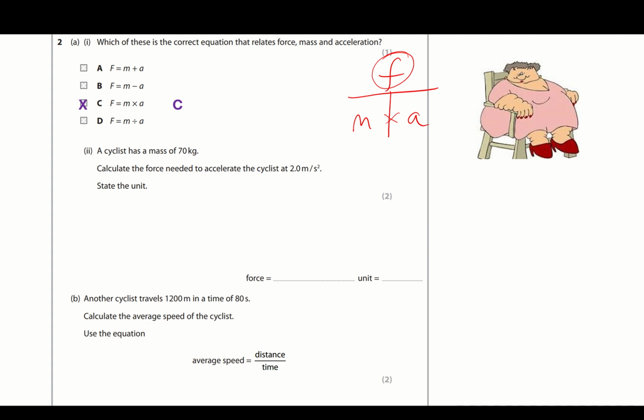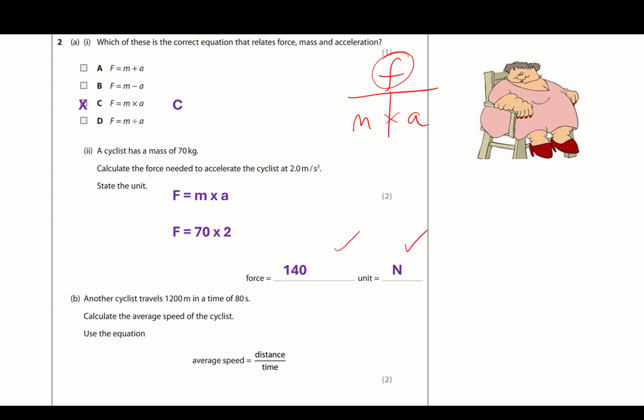Now we've got to use it. So a cyclist has a mass of 70. They calculate the force to accelerate them at 2. So we want to work out F. So we're just using what we've just got above. F equals M times A, that's going to equal 70 times 2 equals 140 newtons, mark.